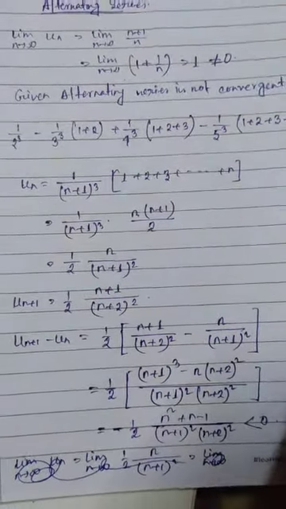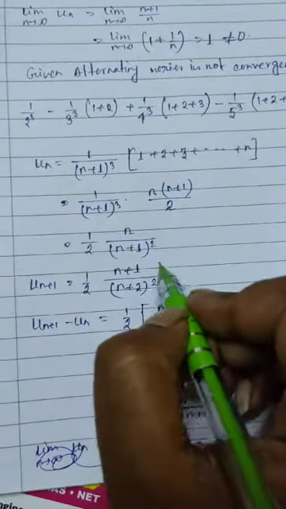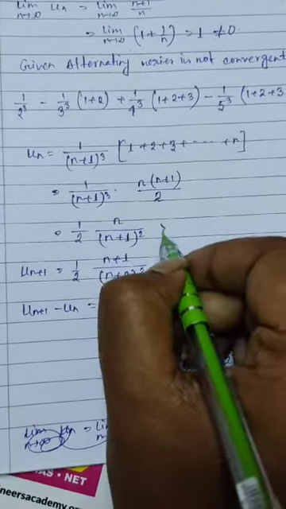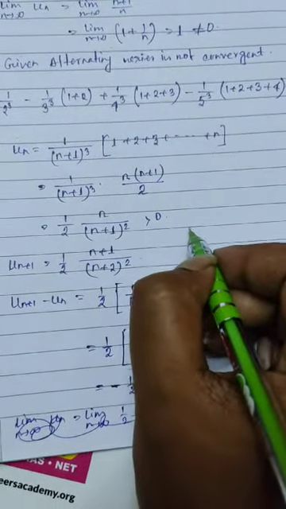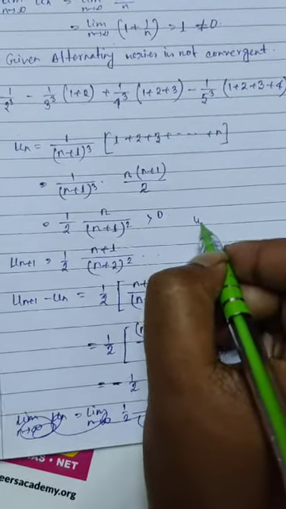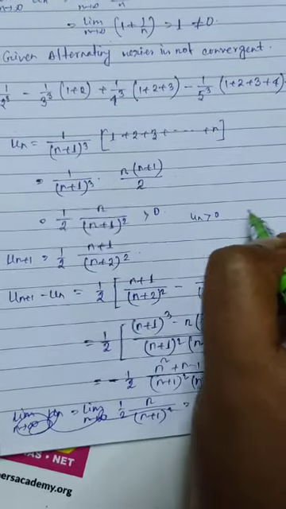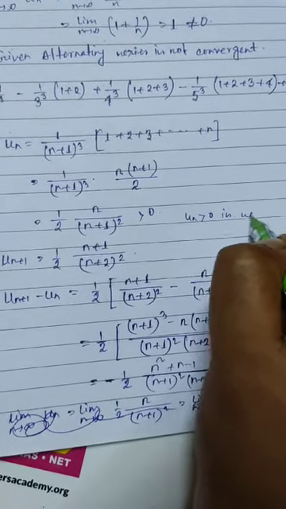So what is un here? That is half of n by (n plus 1) whole square. So from here we can say that all the terms are greater than 0. So the first condition of the Leibniz theorem, that is un is greater than 0, is satisfied.